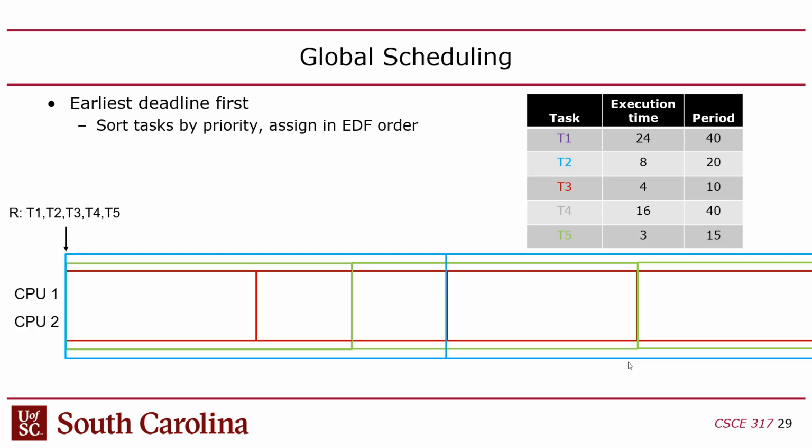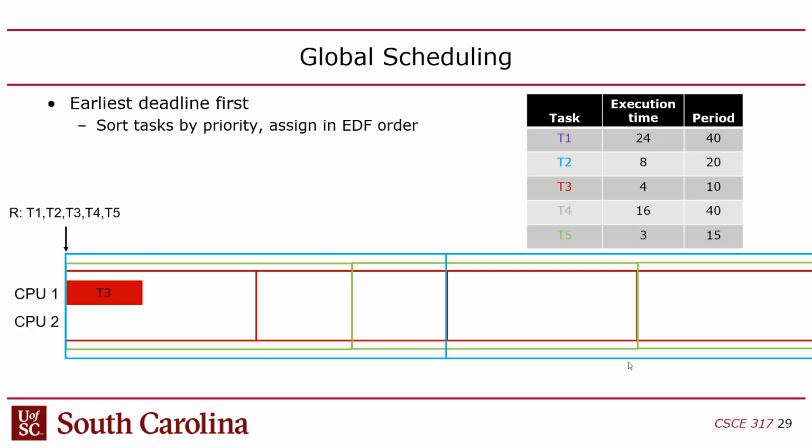So in this case, we start out with tasks 1 to 5, which are ready at the beginning. Task 3 has the earliest deadline because it's coming up at 10, which is indicated by this red line. You can see the first vertical line is red, meaning task 3. So we're going to schedule task 3, but that's just on the first CPU. We're assuming 2 CPUs, so now we have another CPU.